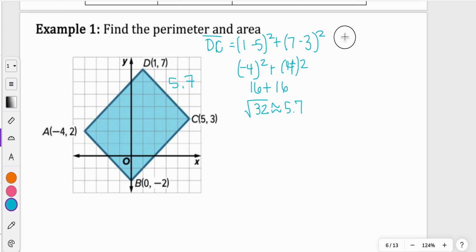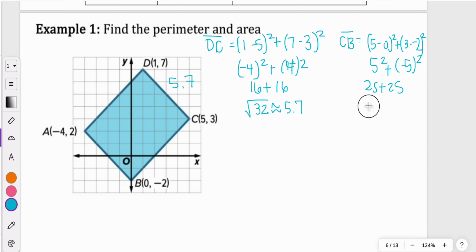Then let's just go right around. Let's go with CB next. For CB, I'm going to do 5 minus 0 squared plus 3 minus -2 squared, and that's going to be 5 squared and 5 squared, or 25 plus 25. So we're going to get the square root of 50, which is about 7.1. And we can continue to go around and around for these.